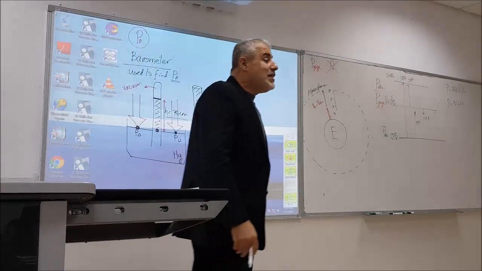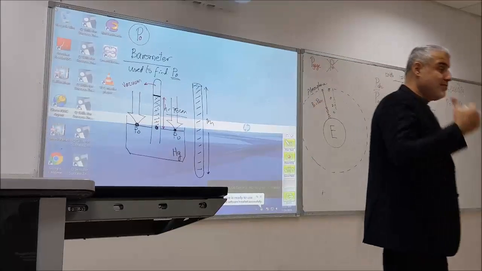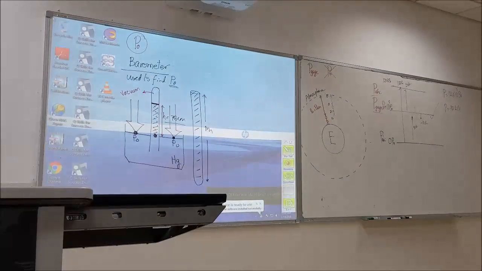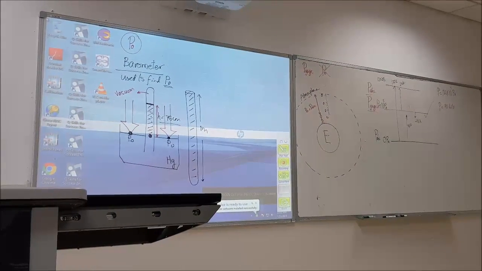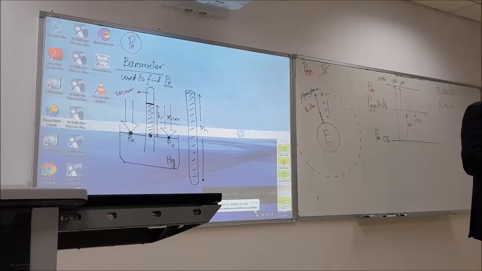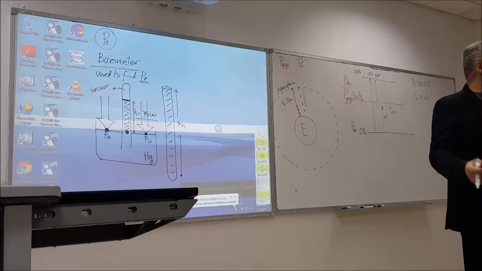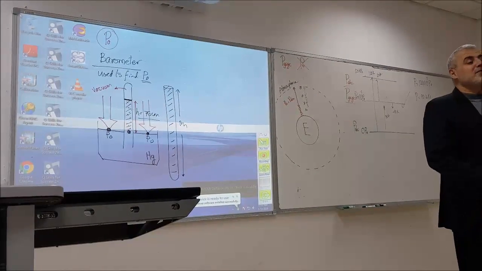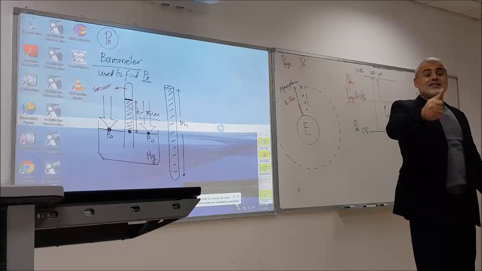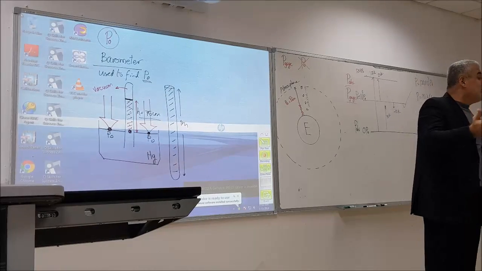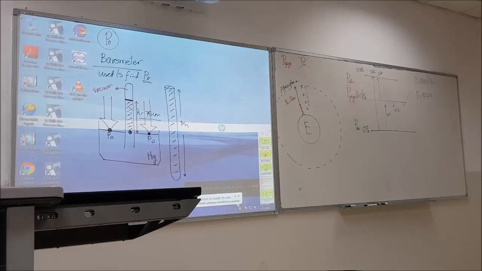So simply, we say the atmospheric pressure is equal to the pressure of a mercury column of height 76 centimeters. That's it.